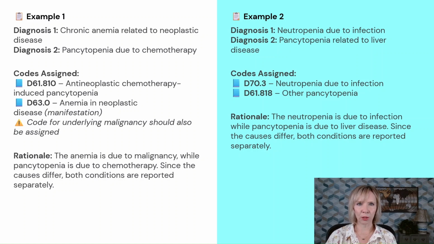In example 2, the patient has neutropenia due to infection and pancytopenia related to liver disease. Here you would assign one code for pancytopenia due to liver disease and one for the neutropenia due to infection. Again, the documentation shows two distinct causes, so coding them separately is appropriate.